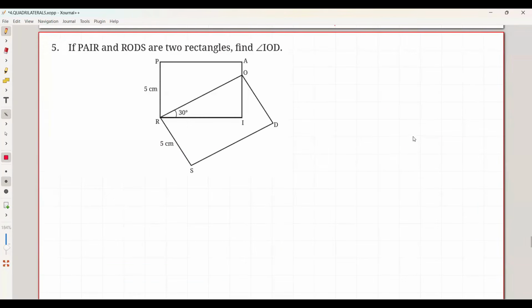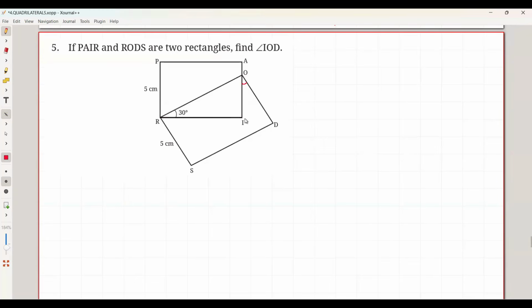Question number 5. If PAIR and RODS are two rectangles, it's given like this. PAIR is a rectangle and RODS is also a rectangle. Rectangle means all the angles will be 90 degrees. So find angle IOD. This is the angle we have to find.